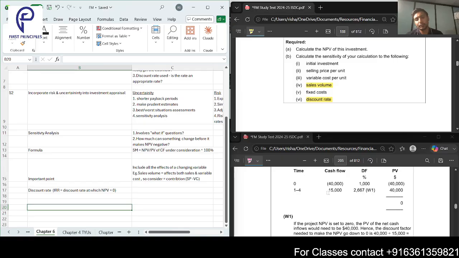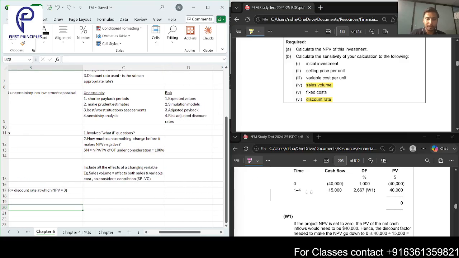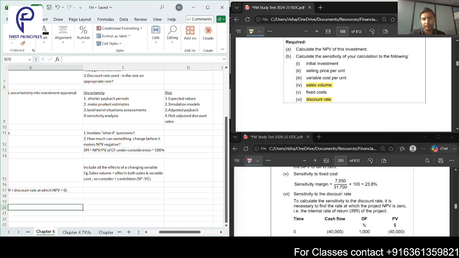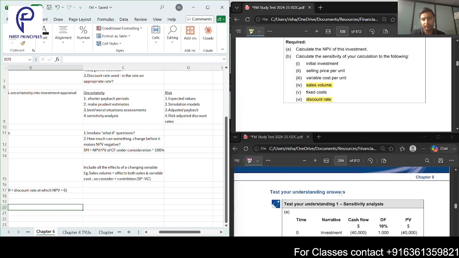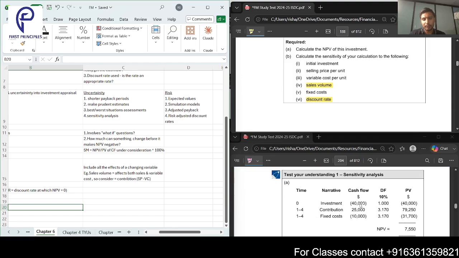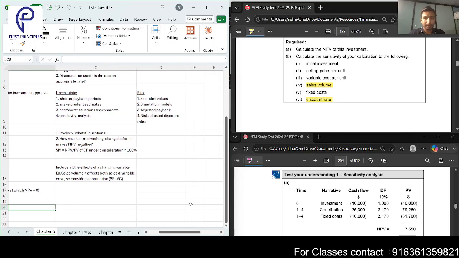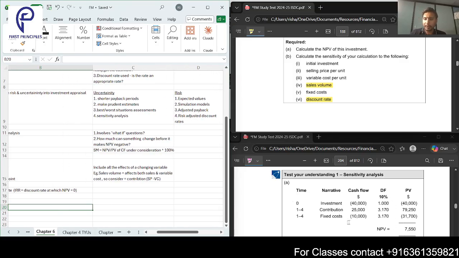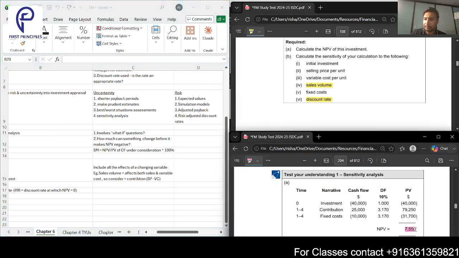we have time 0, 1 to 4, cash flow, discount factor, present value. We have all the numbers over here, and slowly we will look to find the IRR. First we'll take the cash flows. What are the cash flows here? First is an outflow of 40,000. Same three steps that we did to calculate the NPV, only now the NPV is zero.